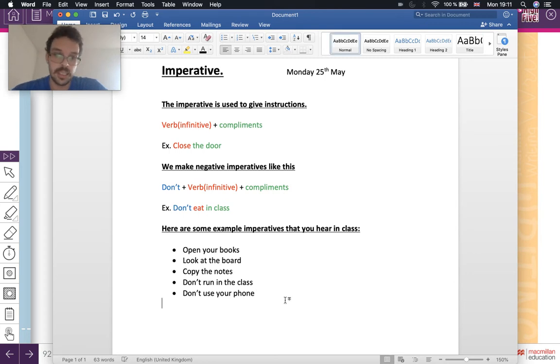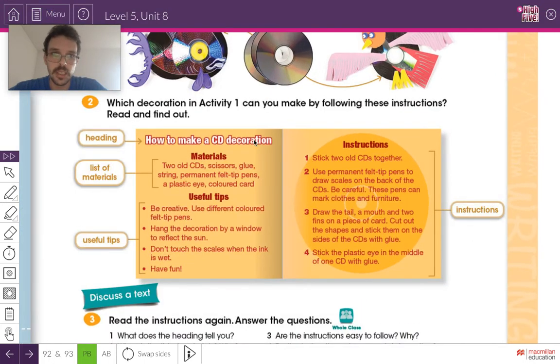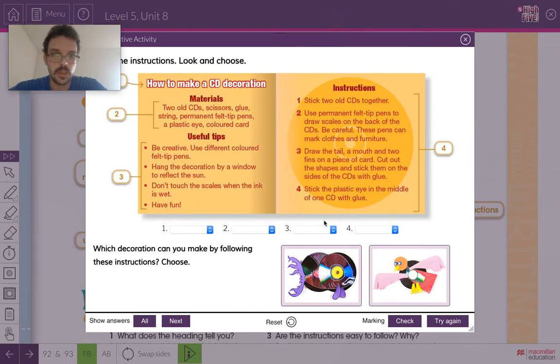And we can write them here. So you make 2 more instructions from the teacher. Very easy. Just use a verb or don't and the verb. That's the imperative. It's super easy. So once we've copied all of this, let's go back to our pupils book and read the instructions to make the decorations. Let's have a look.